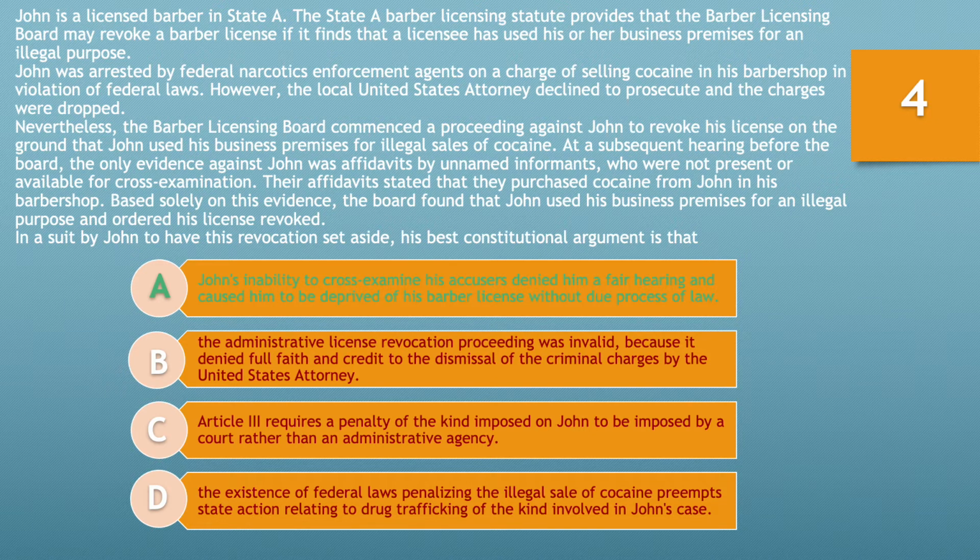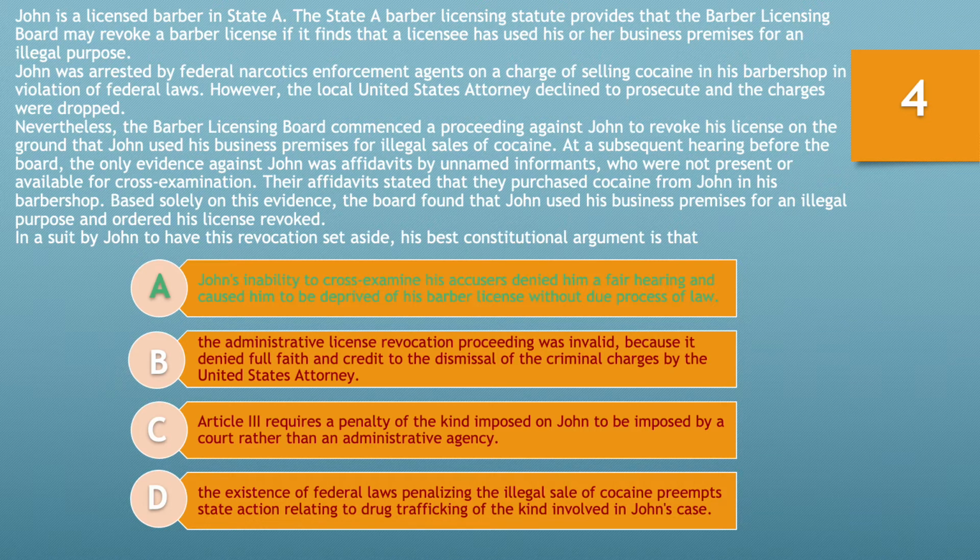Here, the State A barbering license statute provided that the Barber Licensing Board has the power to revoke a barber's license. Before the board could deprive John of the entitlement he has in his license, the board must provide a fair process. The board failed to do so when it relied on affidavits by unnamed informants who were not present or available for cross-examination as the basis for revoking John's license. Thus, John's best constitutional argument is that John's inability to cross-examine his accusers denied him a fair hearing and caused him to be deprived of his barber license without due process of law.